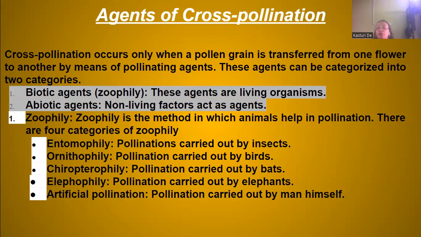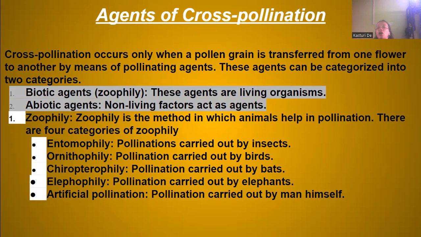So zoophily, that is biotic agents, is the method where pollination takes place with the help of certain living organisms. Categories of zoophily are entomophily, ornithophily, chiropterophily, elephantophily, and artificial pollination. Not four, there are five categories. Entomophily means pollination carried out by insects.